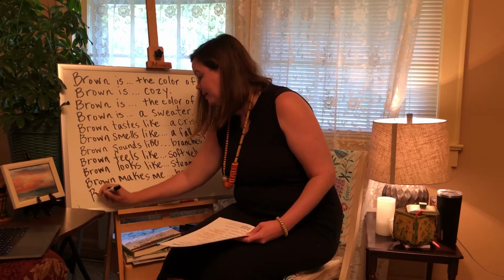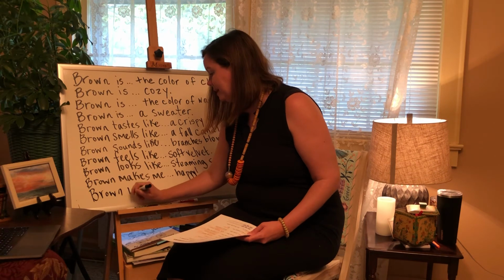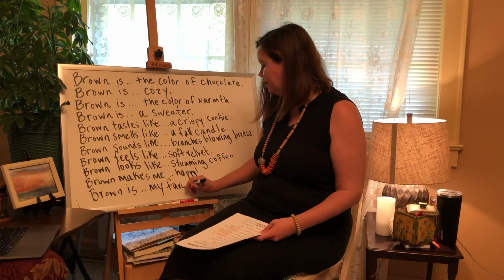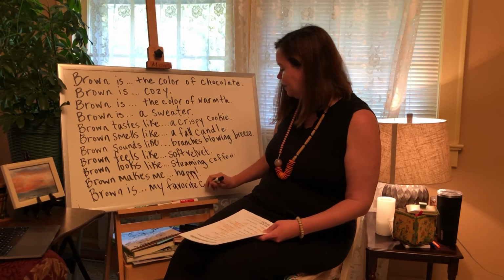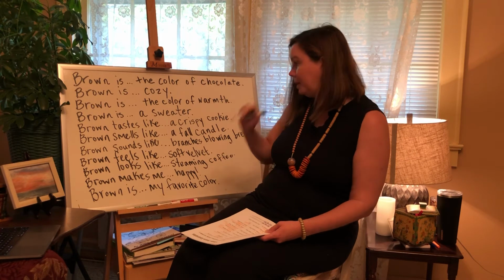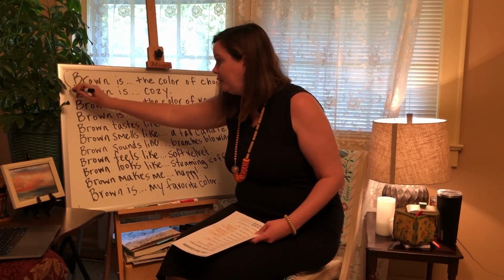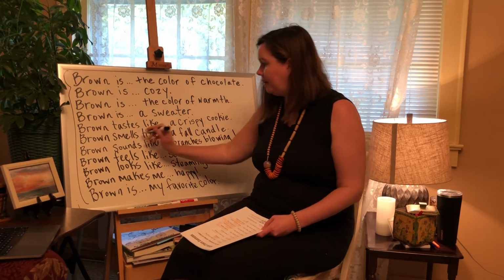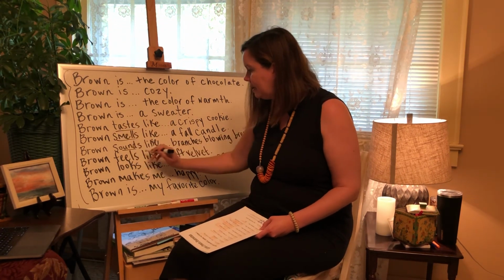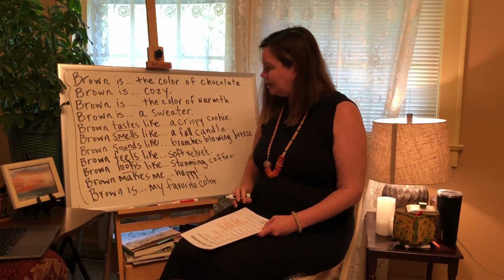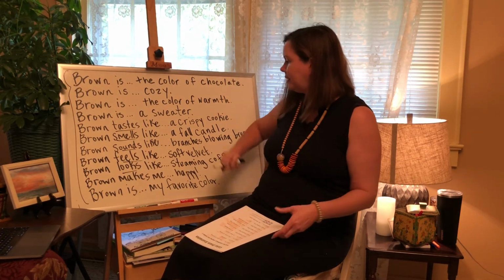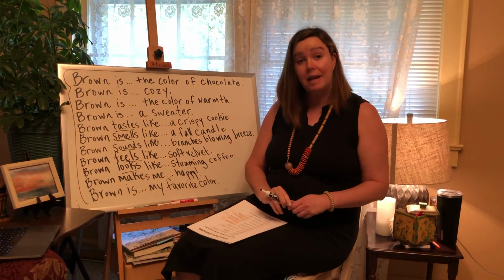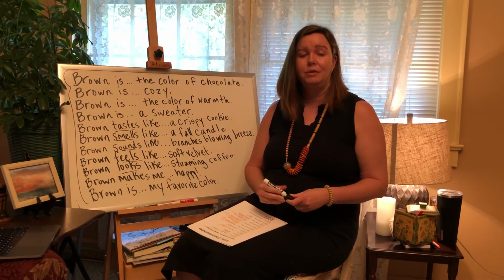Brown is my favorite color. So in your poem, you would keep your color for every one of those. You would begin it with that. And then all of these would be the same: taste, smells, sounds, feels, looks, the five senses. And then you would change each of these to go along with your color. So this is an example of a color poem. I'd love for you to write one.